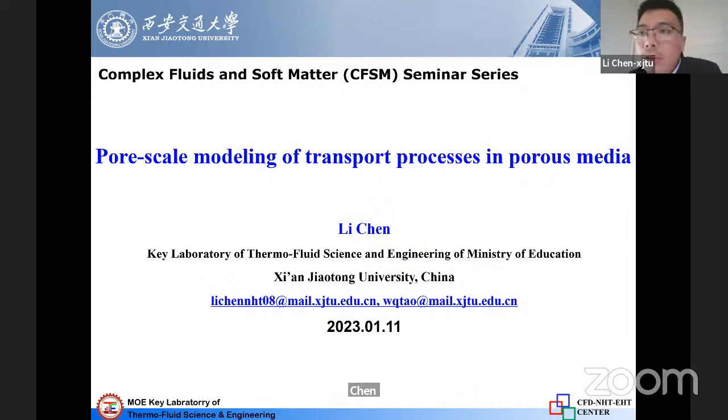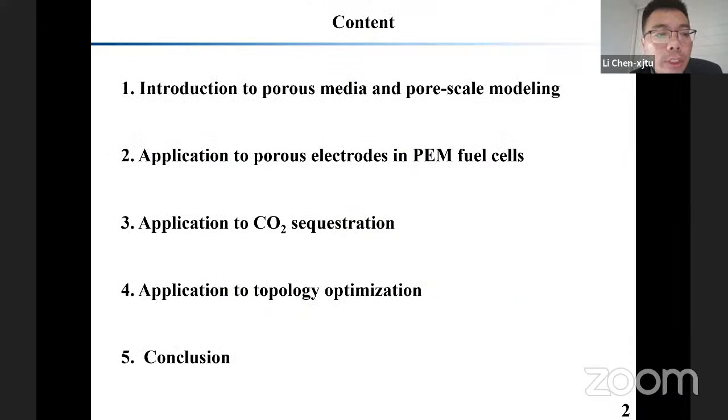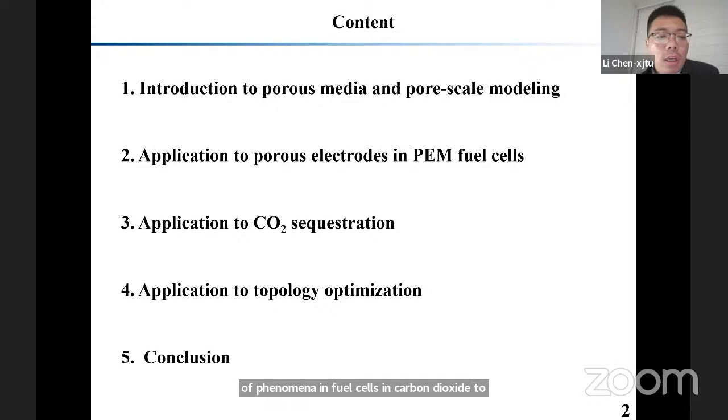Okay, thanks Professor Li for your introduction, and thanks for the invitation and the opportunity to introduce our work about pore-scale modeling of transport processes in porous media. The content of my talk today includes 5 parts. The first is the introduction to porous media and the pore-scale modeling method. Then, from the second part to the fourth part, I will talk about the application of our pore-scale model to transport phenomena in fuel cells, in carbon dioxide sequestration, and topology optimization. Finally, I want to make some conclusions.